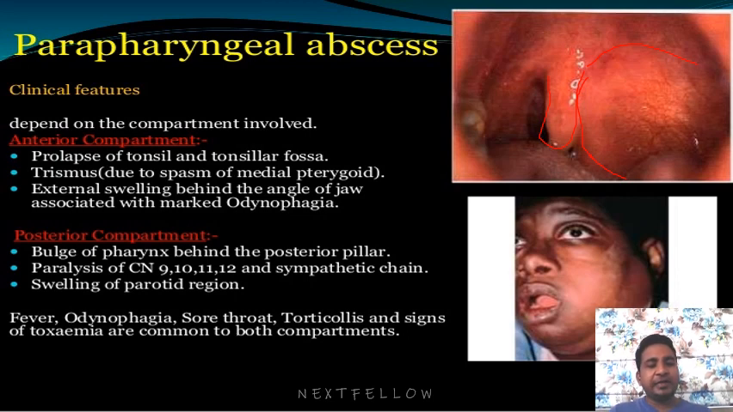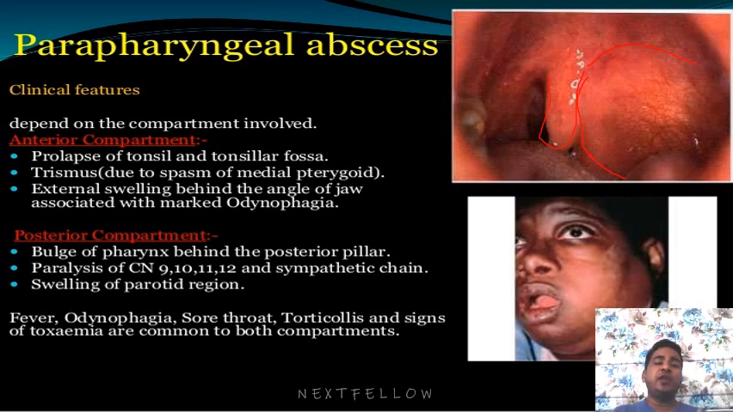So these are all the anterior compartment abscess features. If the abscess extends to the posterior compartment, that means it may affect the cranial nerves. So the symptoms will be related to 9th, 10th, 11th or 12th cranial nerve paresis or pathology. Okay, so this is how the parapharyngeal abscess presents.